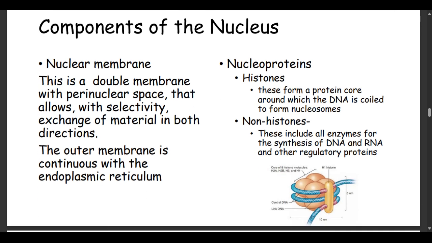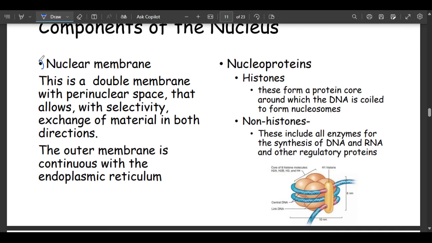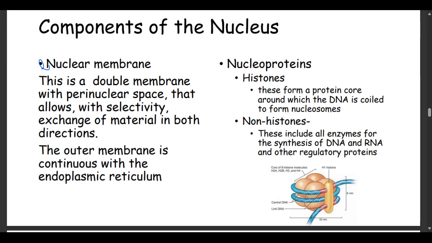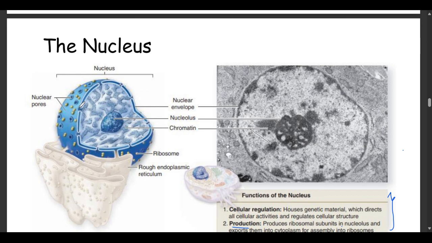So the nucleus has a nuclear membrane, okay, which, like we said, we classified under membrane bound structures. So that means it has a membrane around it, and it's called a nuclear membrane. And it's a double membrane with perinuclear space that allows selective exchange of material in both directions. So what we are saying is that it has these pores, which are known as nuclear pores, and it has what is known as the perinuclear space, which is the space that you're seeing right there. And then inside there you have the nucleolus.